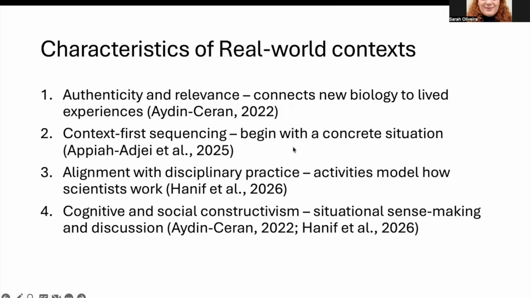It is a context first sequencing, so you begin with the context. That's pretty straightforward. It's a concrete situation, or sometimes it's not always concrete, or you might even just start with a question that's maybe controversial, but that could stimulate the conversation.